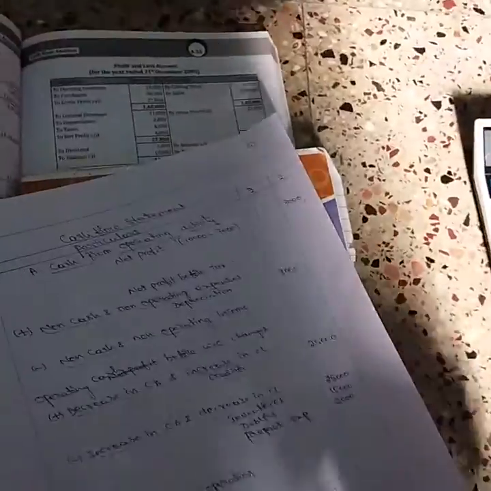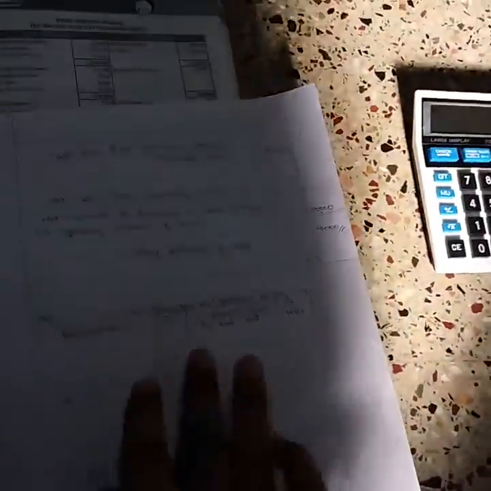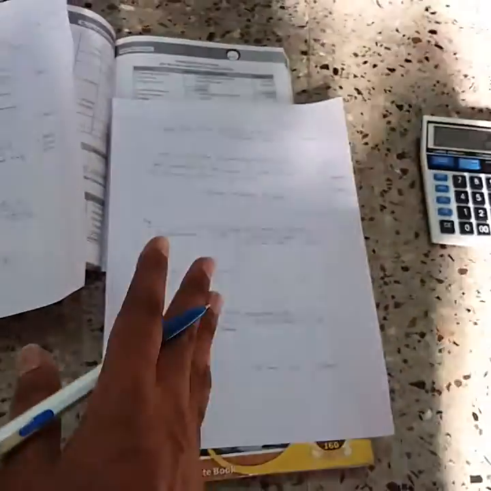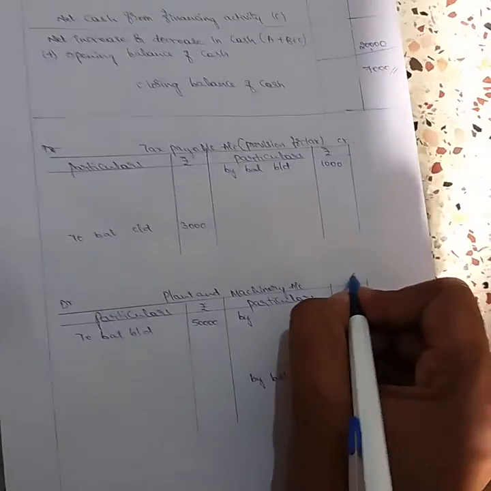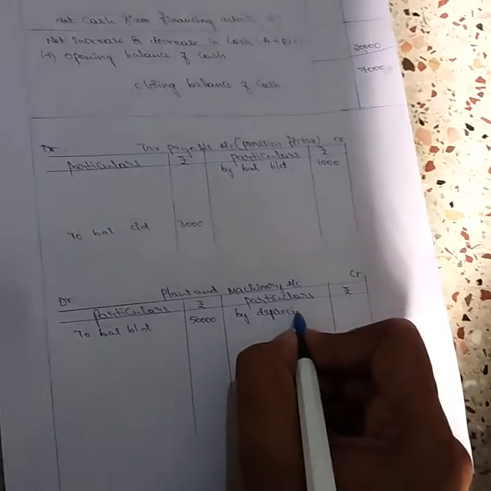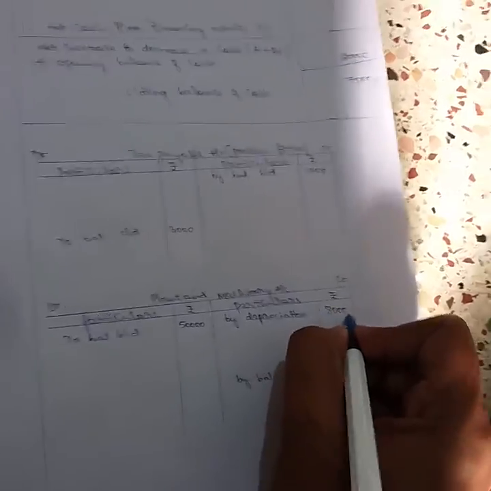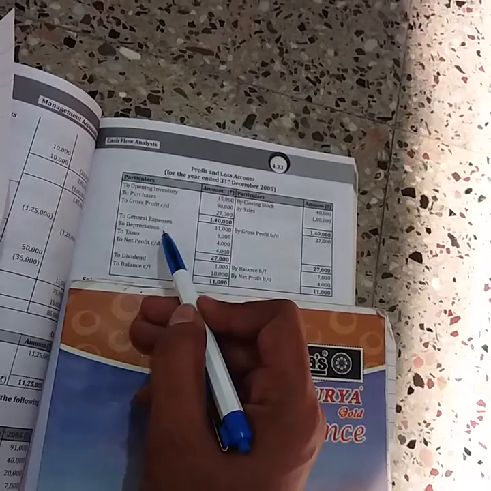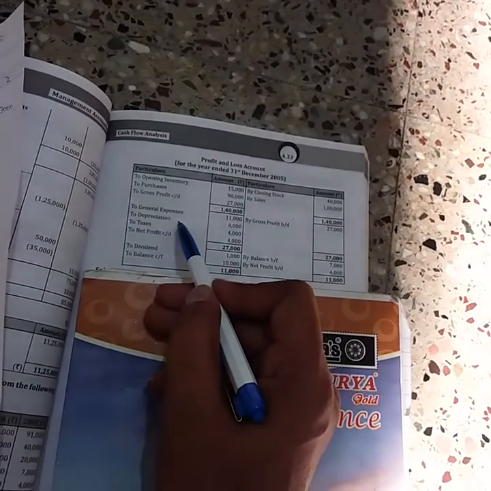And number 2, we have prepared the plant and machinery account. So depreciation should be credited in plant and machinery. Journal entry: depreciation debit, plant and machinery credit. On the credit side of plant and machinery, write by depreciation, amount 8,000. Okay, depreciation is a non-cash expense, and it is added in operating activity.